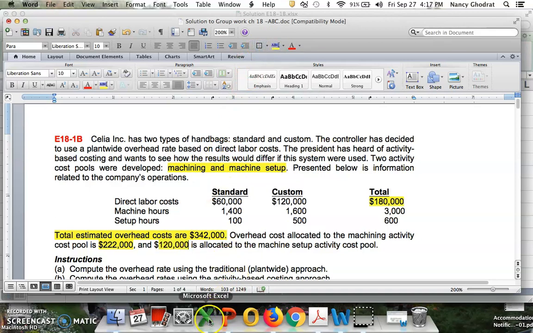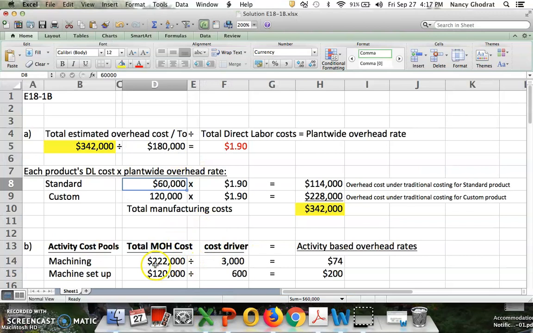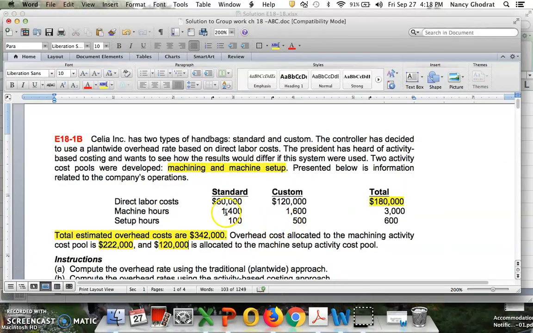So we're gonna put those in our Excel spreadsheet. 222,000 for machining and 120,000 for machine setup. Then we're gonna divide it by the cost driver. The cost driver was given to us here, the 1,400 and 1,600 for each product, which we added together ourselves, and we came up with a total of 3,000. That's how we got the 3,000.